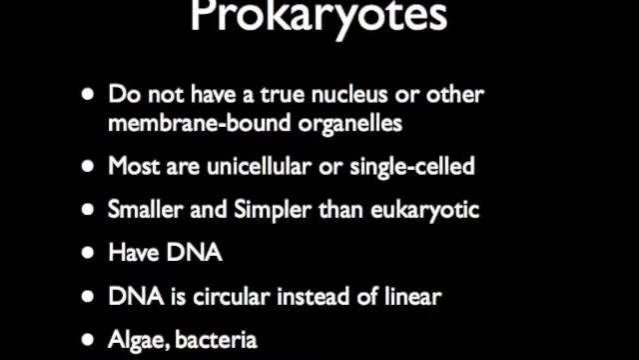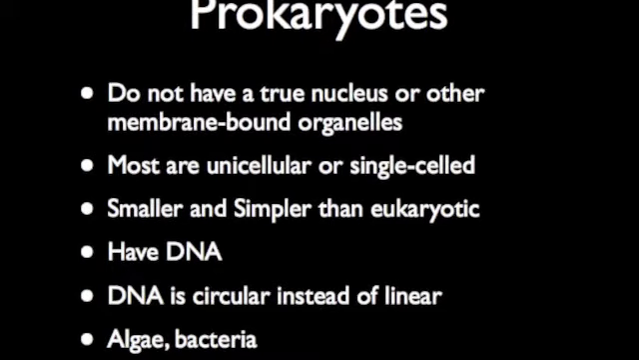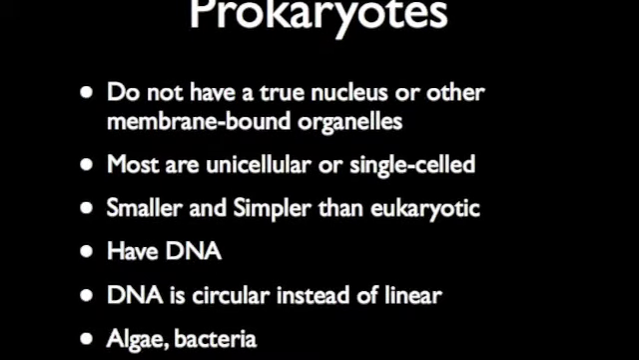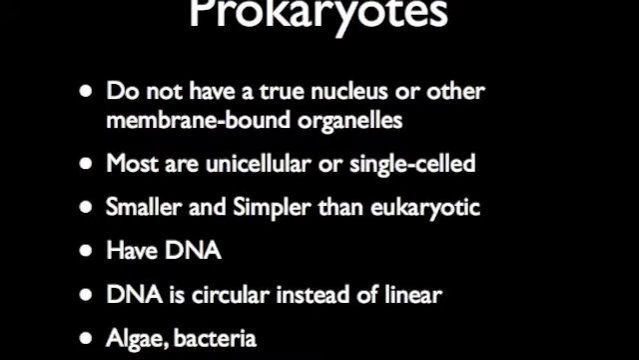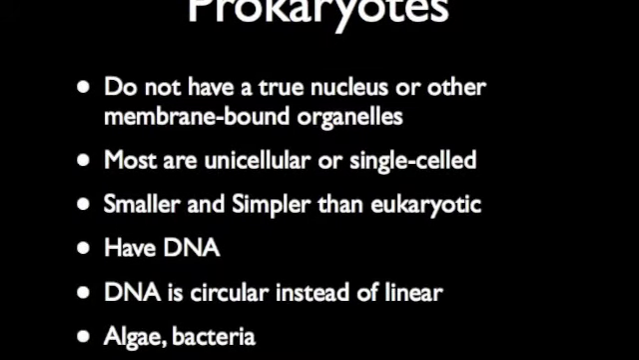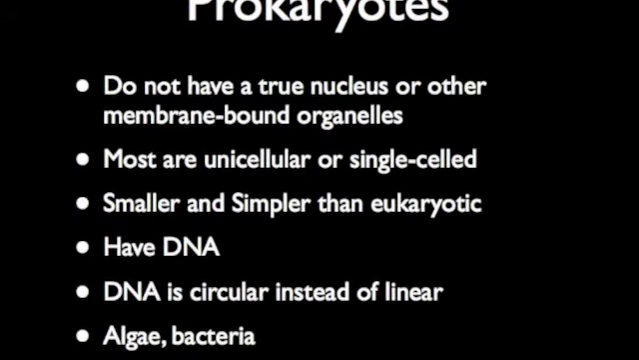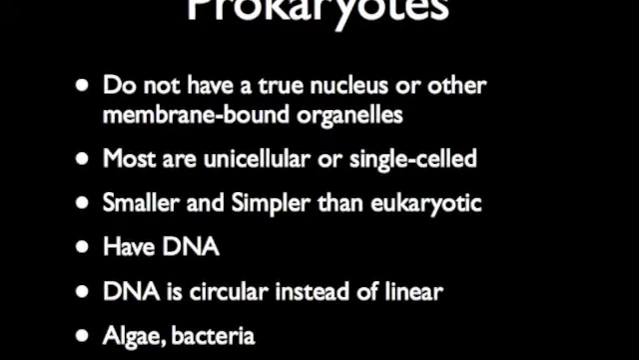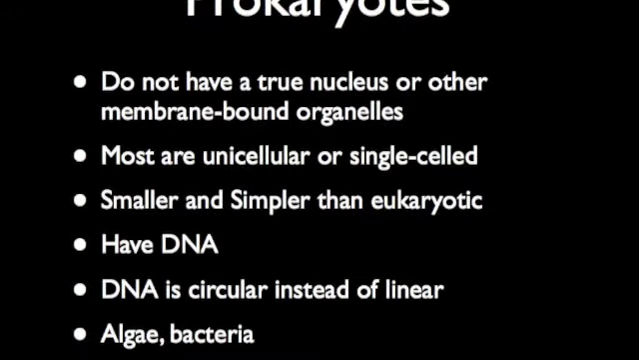Prokaryotes versus eukaryotes. Prokaryotes do not have a true nucleus or other membrane-bound organelles. Prokaryotic organisms differ from eukaryotic organisms in complexity and structure. Most prokaryotic organisms are unicellular or single-celled. All prokaryotes lack a well-defined nucleus and are much smaller and simpler than eukaryotic organisms.